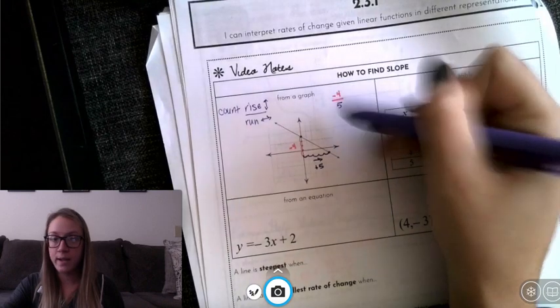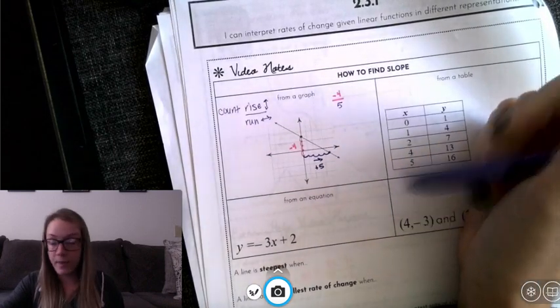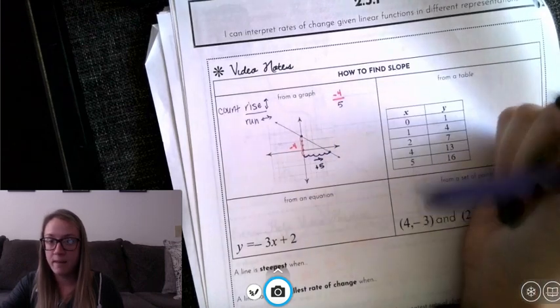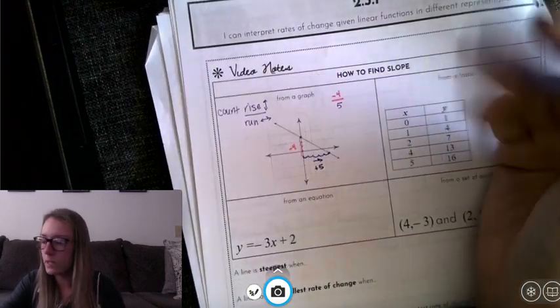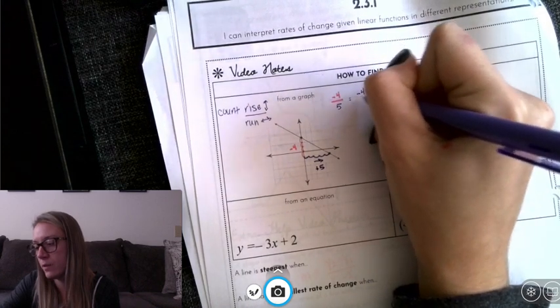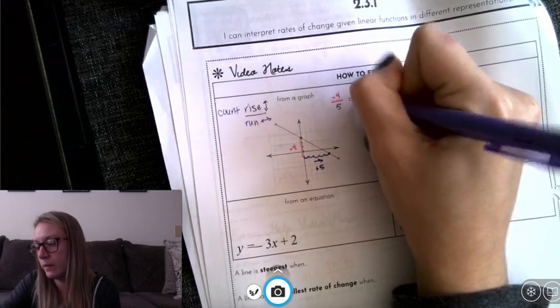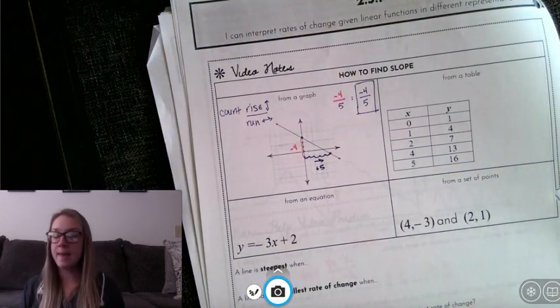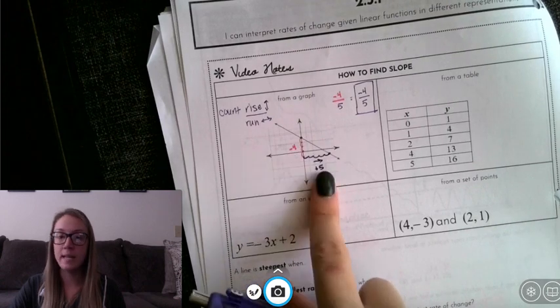When I look at this fraction, I cannot simplify it. So I have 1 negative on top. 4 and 5 don't have anything in common except for 1. So my slope, I'm just going to rewrite it so it's the same color, is -4 over 5. So that is my slope, and that's how I find it when I'm given a line, when I'm given a graph.